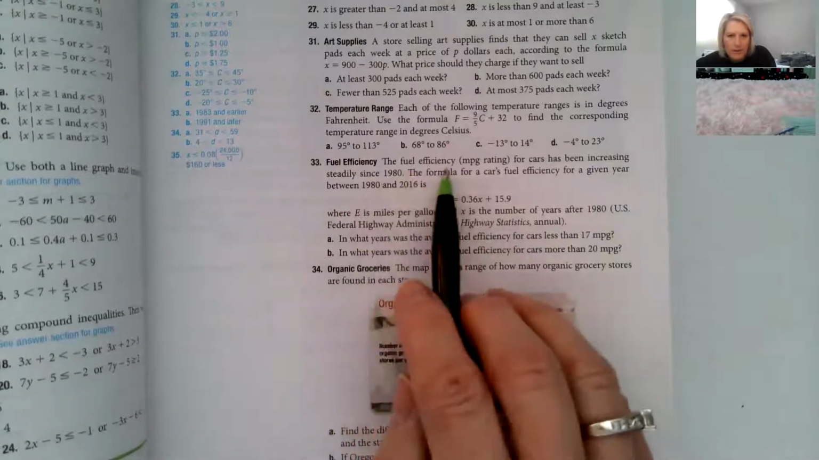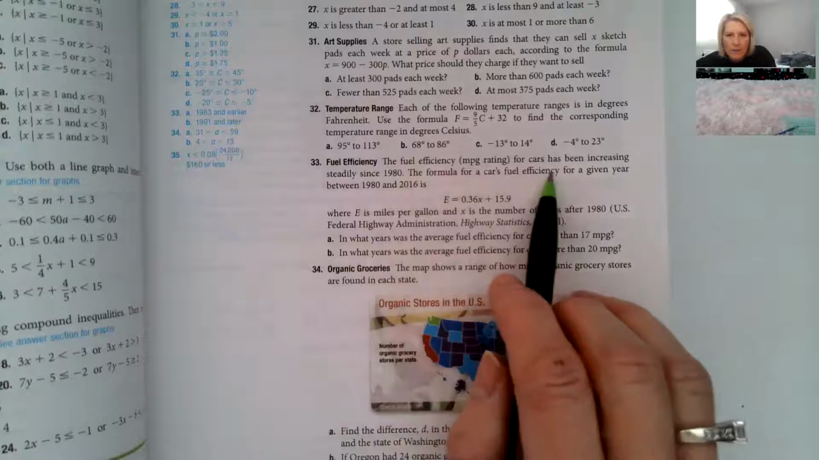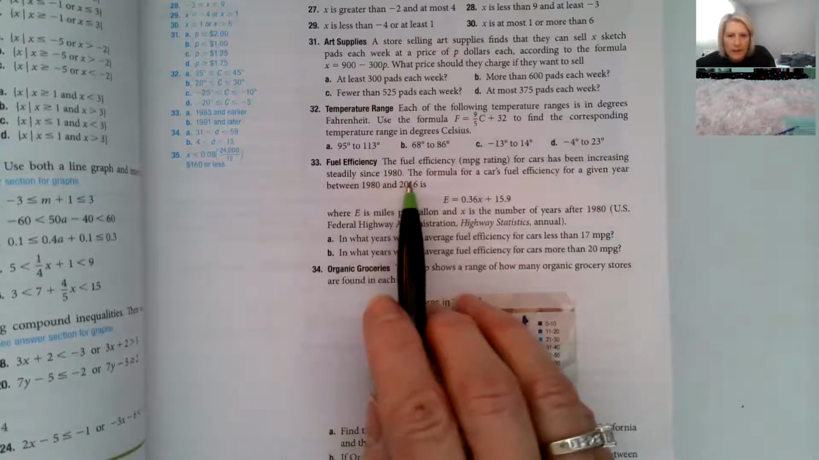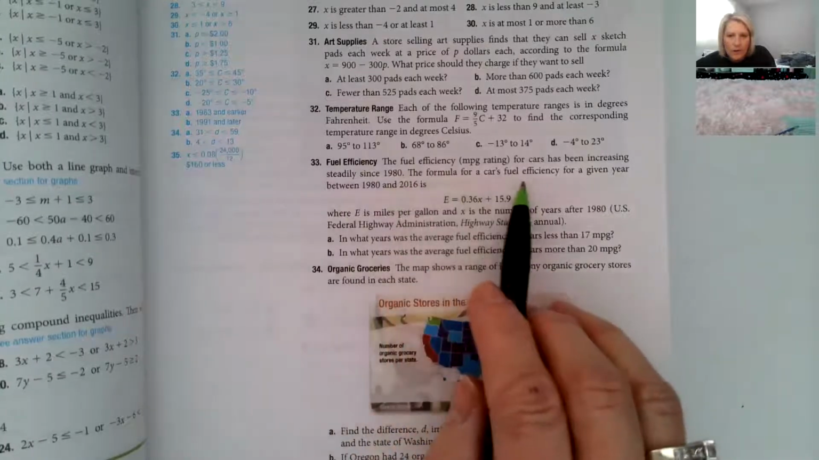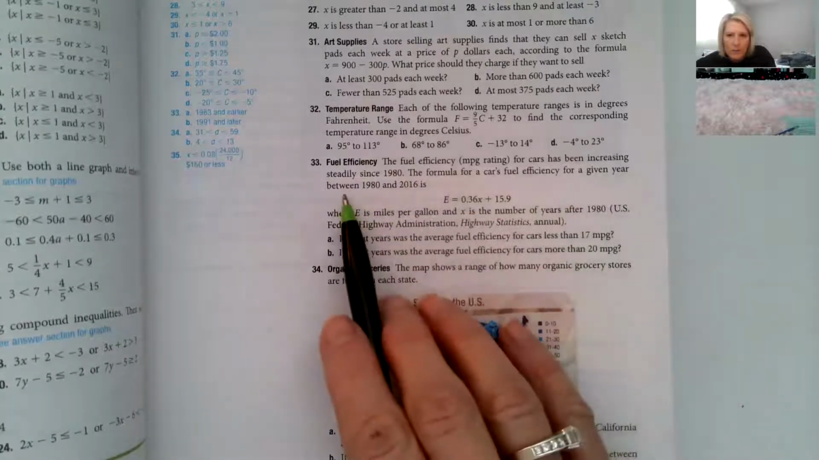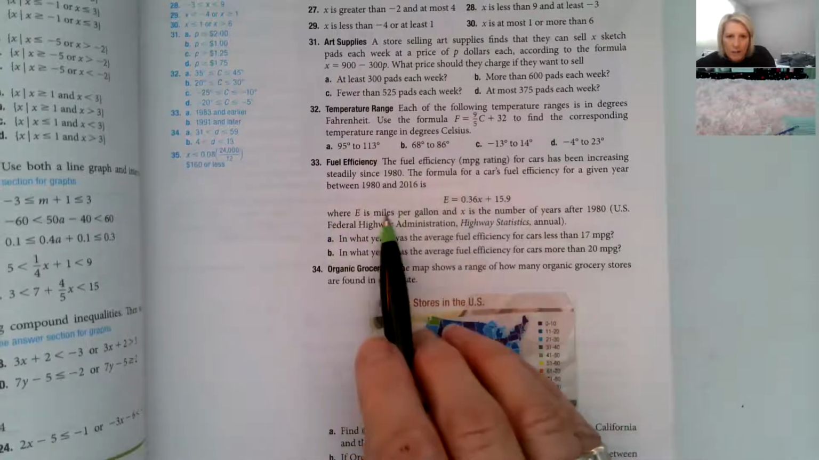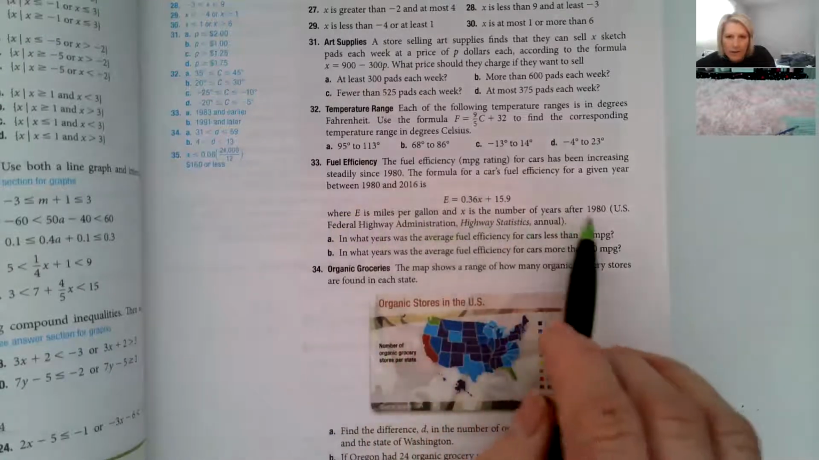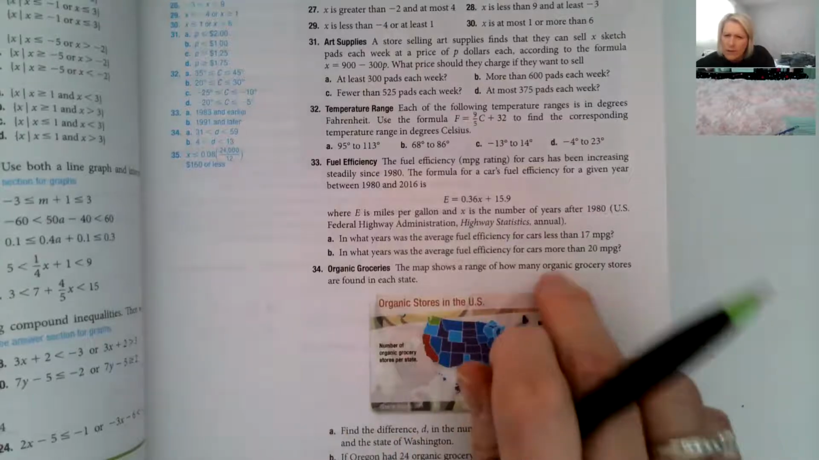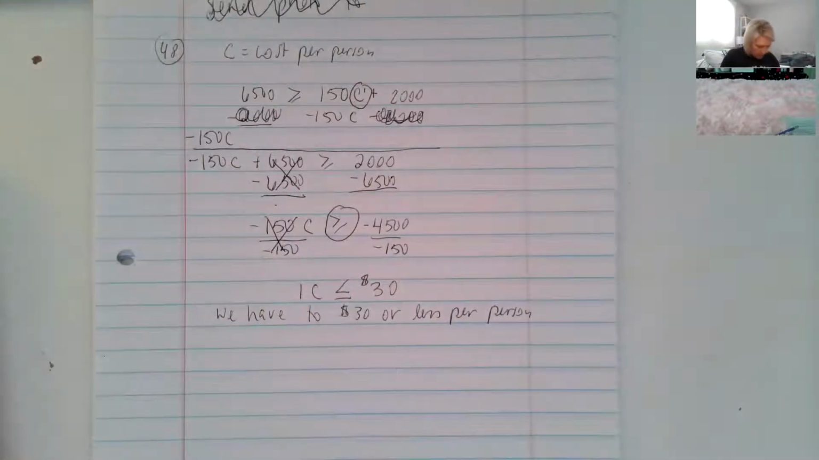So it says the fuel efficiency for cars has been increasing steadily since 1980. The formula for a car's fuel efficiency for a given car between the year 1980 and 2016 is here, where E is the miles per gallon, X is the number of years after 1980. Should I do this one on the notes? I don't have my notes right here.